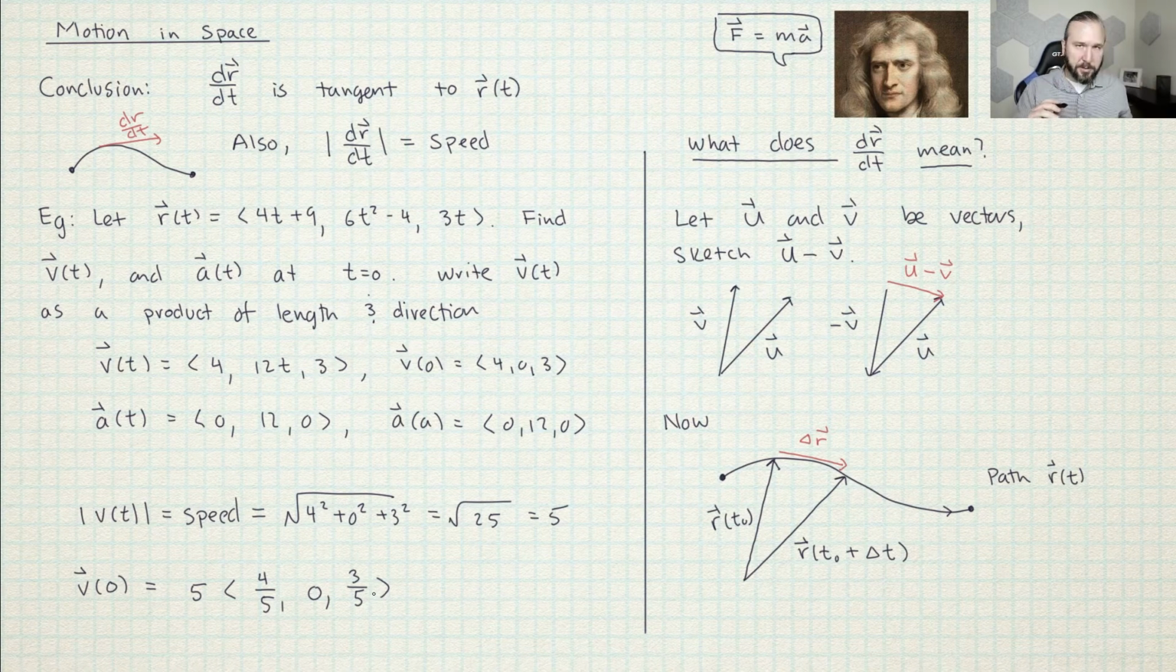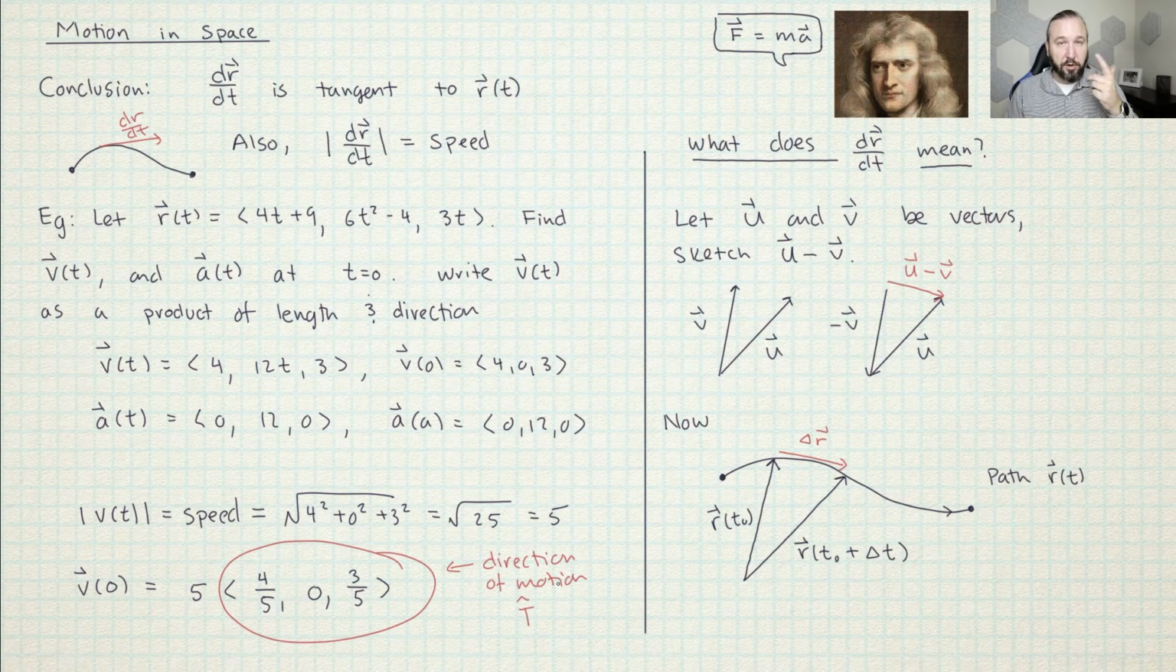So I've done it. I've written v as a product of its length and direction. Just as a quick observation, because this does come back later, remember the velocity is tangent to the path, and this vector here has magnitude 1. So I would like to call this thing the direction of motion. Later, we're going to use the letter T for tangent when we describe this object, a unit vector that's pointing in the direction that the particle is moving.